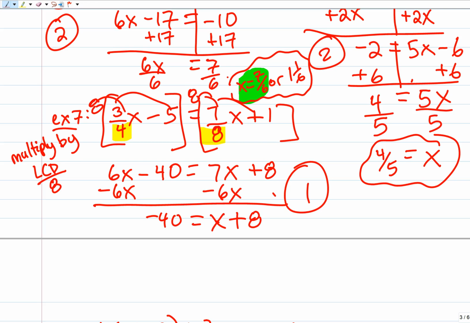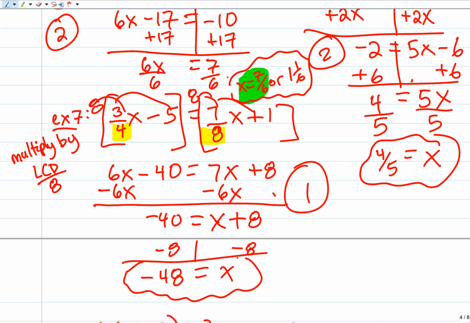So how do I get rid of the adding? What is negative 40 minus 8? How about negative 48 for my Canadian friends? How about? Yep.